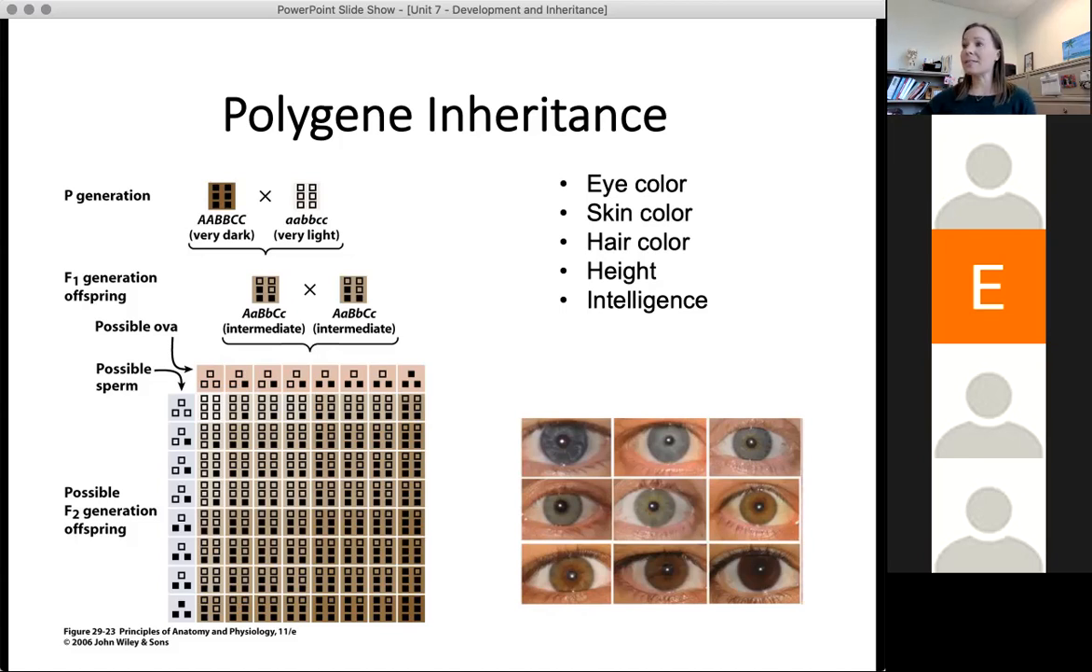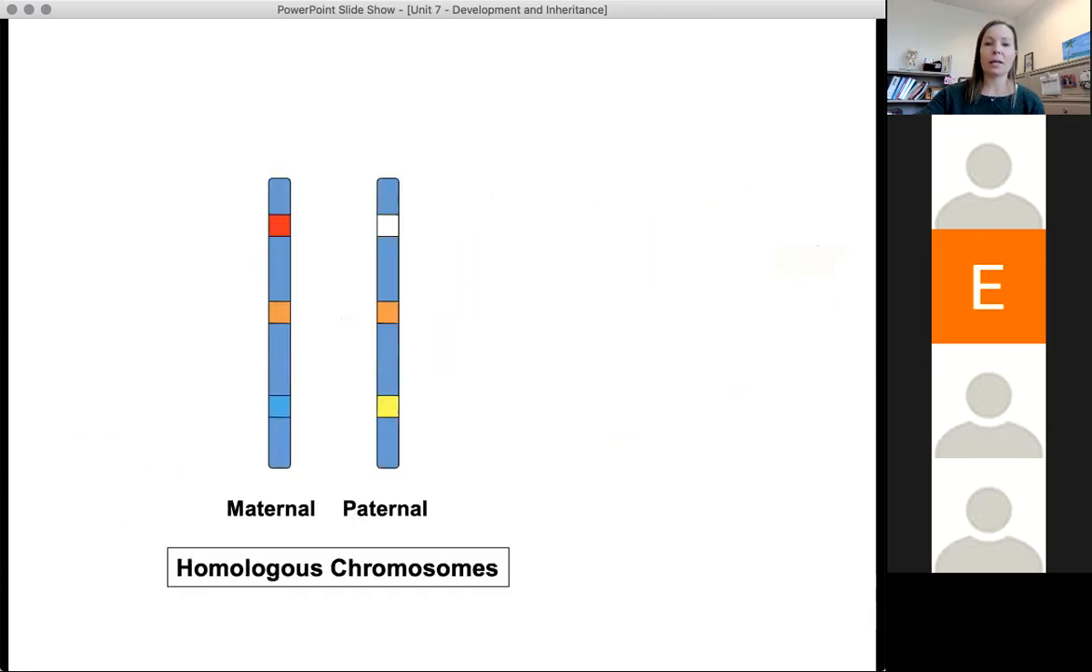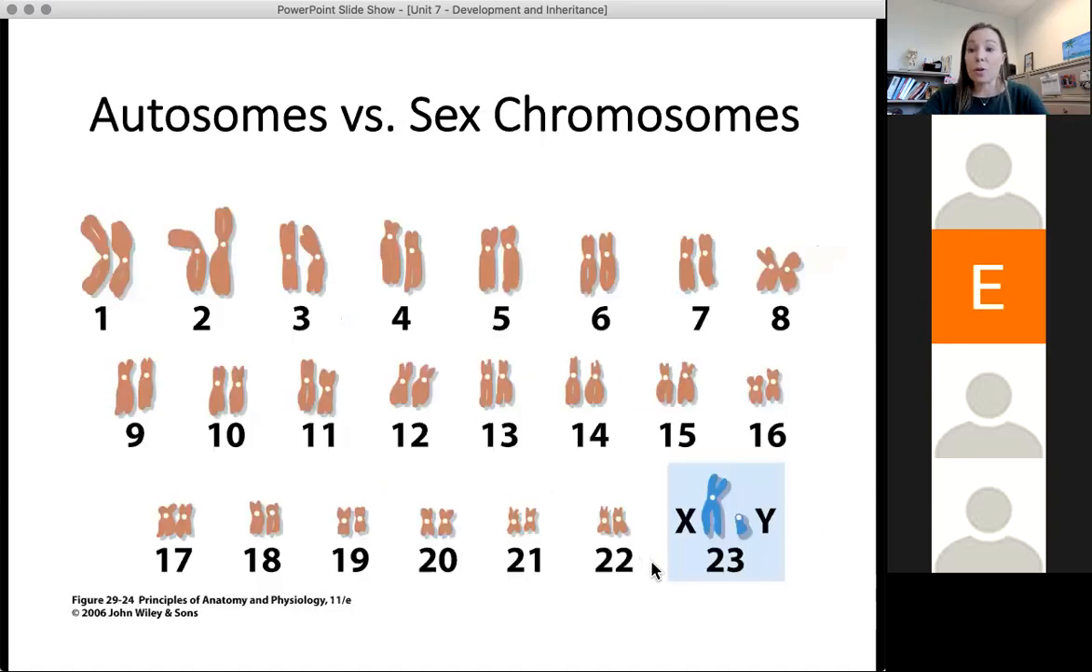All right, and then one last type of inheritance is sex-linked inheritance. This is when traits are determined by genes on the sex chromosomes. There are 23 pairs of chromosomes that we have. One pair are the sex chromosomes. I can go back, because I think I have a slide. Your 23rd pair of chromosomes is what determines your sex, male or female. If you have 2 X chromosomes, you are genetically female. And if you have an X and a Y chromosome, genetically you are a male.